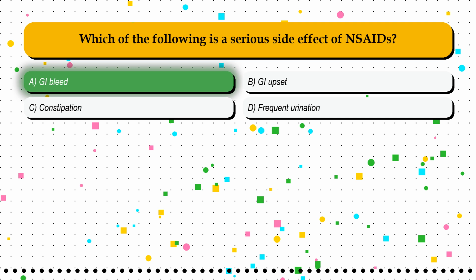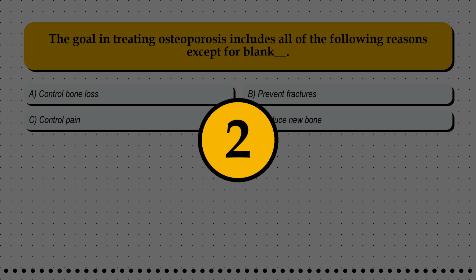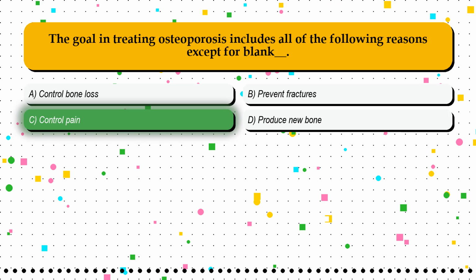GI bleed. Question 157. The goal in treating osteoporosis includes all of the following reasons except for blank. Option A. Control bone loss. Option B. Prevent fractures. Option C. Control pain. Option D. Produce new bone. The correct answer is option C.